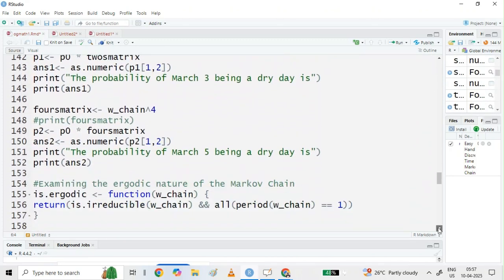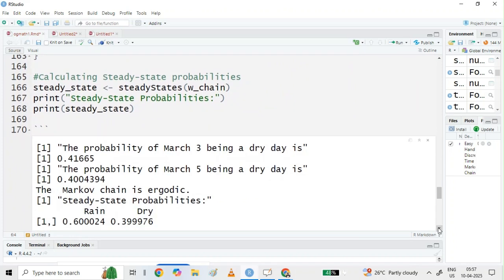We have the answers here. March 3 will be dry with a chance of 0.416. We found the same answer as a fraction being 5 by 12. March 5 could be a dry day with a probability of 0.400. We found this as a fraction. There is 173 by 432.